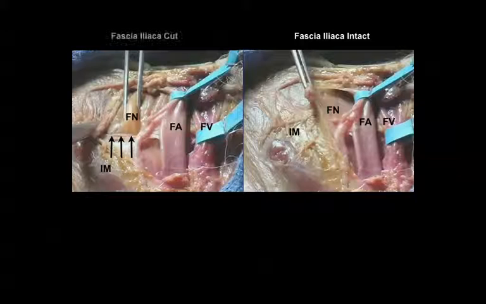On the left, the fascia iliaca has been cut inferiorly, and the margin of the fascia iliaca is demonstrated by the three black arrows. This illustrates the proximity, or the tight adherence, of the fascia iliaca to underlying structures such as the femoral nerve and the iliacus muscle. In other words, it's very challenging sometimes to position a single bevel needle exactly in that tissue plane.